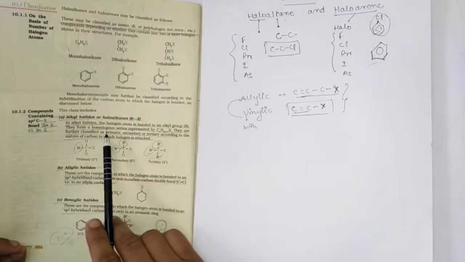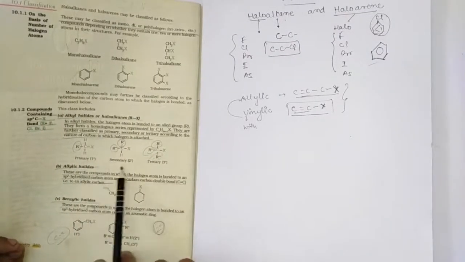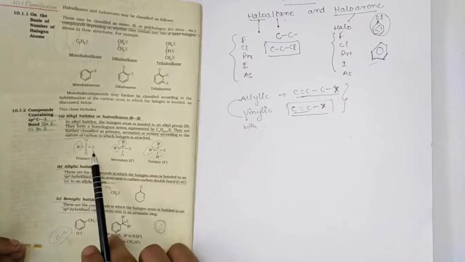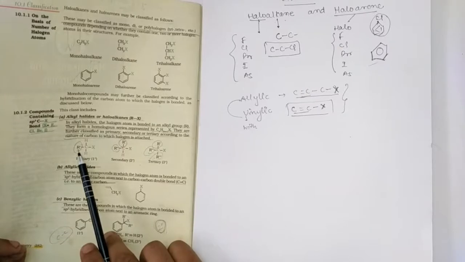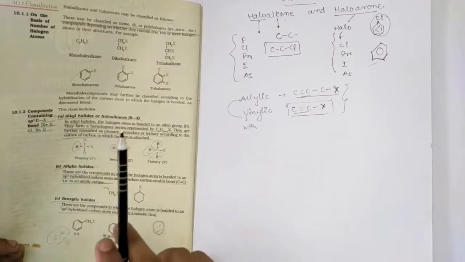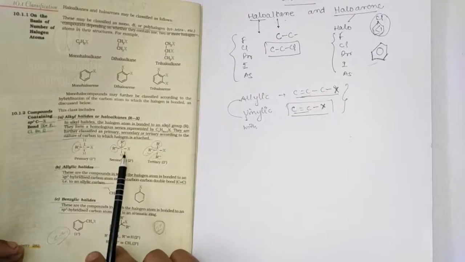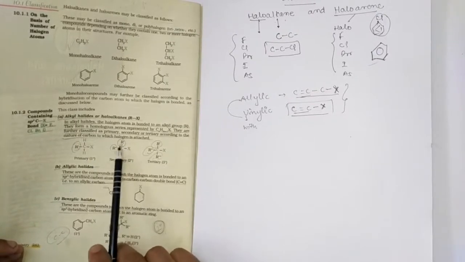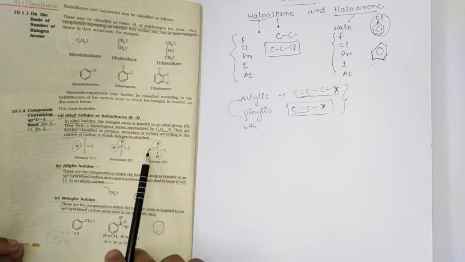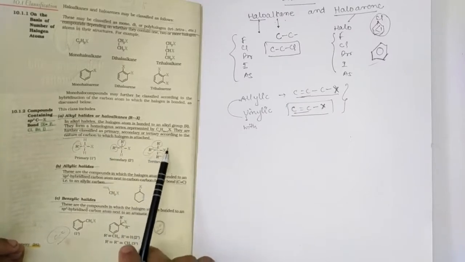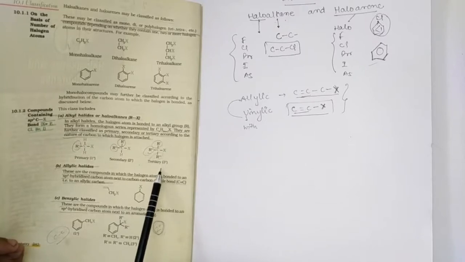Now, in alkyl halides we are thinking about primary, secondary and tertiary. If one and only one carbon, with the halogen group attached, has only one additional carbon attached, this is primary. If there are two alkyl groups attached with this carbon, this is secondary. You can see two alkyl groups. And if there are three alkyl groups with this carbon attached with the halogen group, this is tertiary.